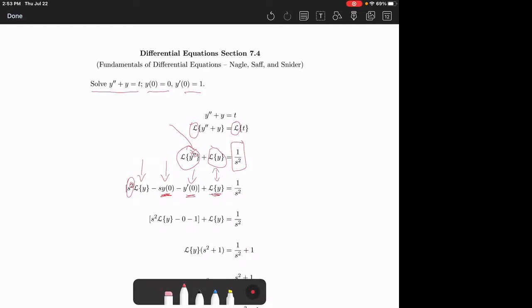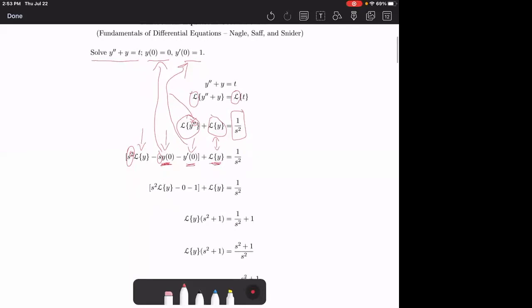So we have a bit more information we can solve here because we know that y of 0 is equal to 0. And we know y prime of 0 is equal to 1. So we can plug those in. This s just disappears because it's multiplied by 0. So we have s squared times the Laplacian of y minus 1 plus the Laplacian of y is equal to 1 over s squared.